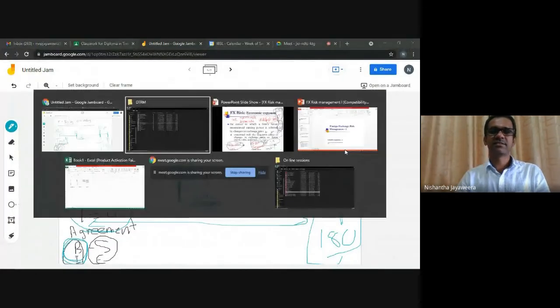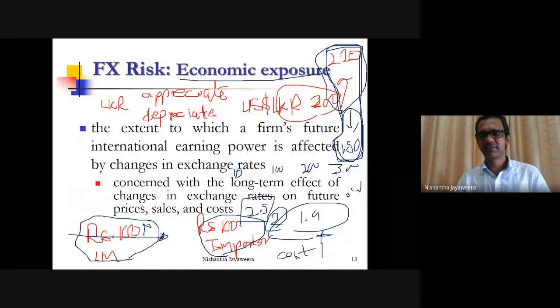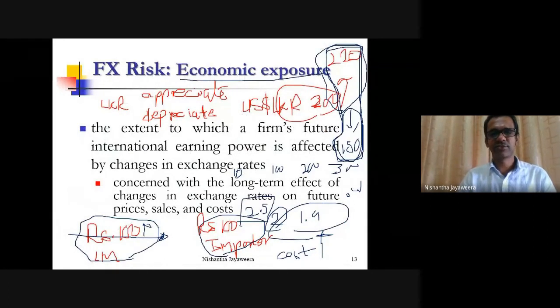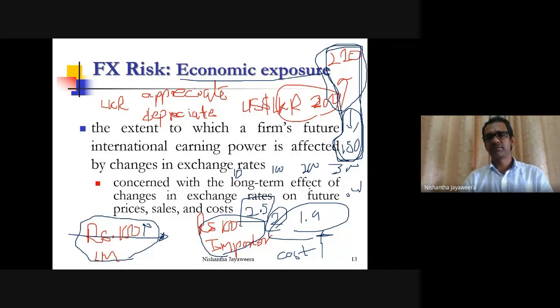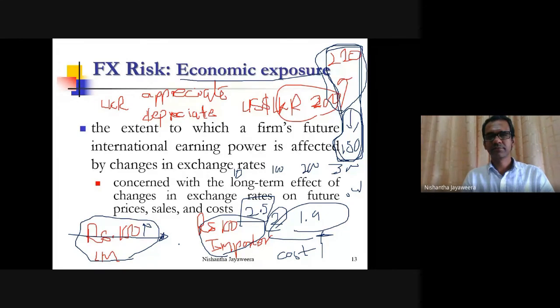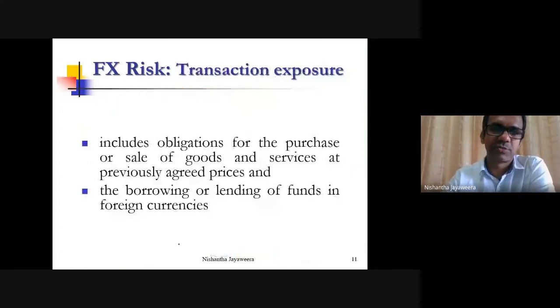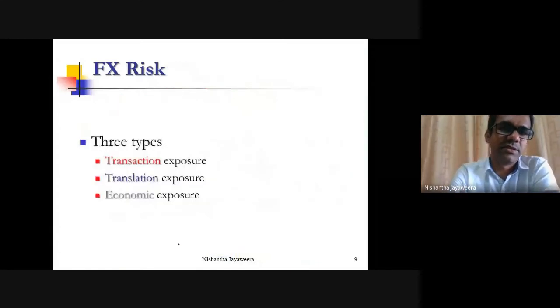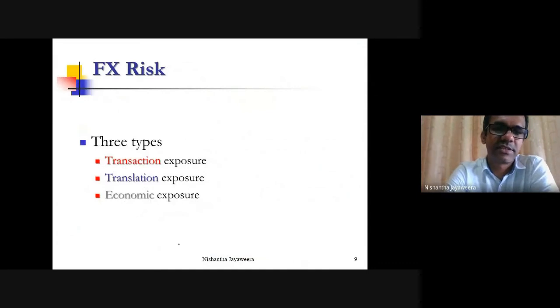And the other thing is, exchange rate is not the only factor for these things. The quality has to be matched. So we should be able to produce at low cost, whatever the exchange rate. If this is still cheap, it is worth importing rather than producing here. So these are the three exposures: transaction exposure, translation exposure, and economic exposure.